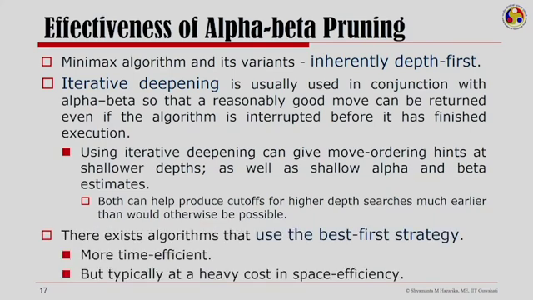There are other algorithms that use the best first strategy for minimax with alpha beta. Now these are more time efficient, but then typically there is a heavy cost in terms of space requirement. These we have not covered in our game playing algorithms and leave it out as an exercise to be taken up during the course of our study.